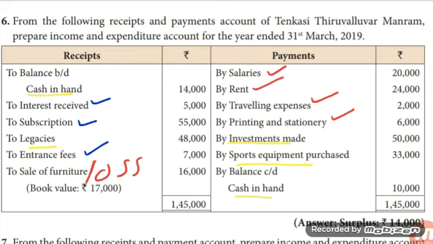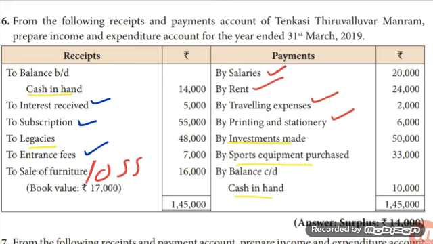Book value is 17,000. That means the selling price is less than that of the book value. So, the sale is loss. What is the loss amount? 1,000 is the loss amount. Children, loss on sale of furniture will be shown on the debit side of income and expenditure account.